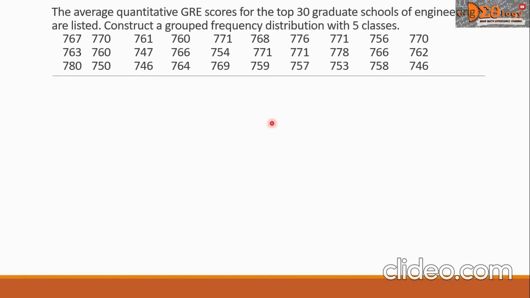Let us see an example. The average quantitative GRE scores for the top 30 graduate schools of engineering are listed. Construct a grouped frequency distribution with 5 classes. We have here 30 raw data representing the GRE scores of 30 graduate schools of engineering, and let us now construct a grouped frequency distribution.